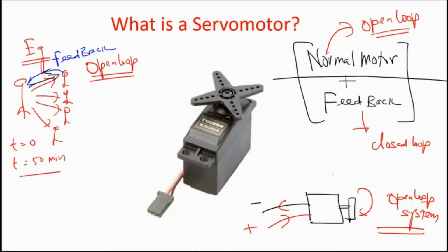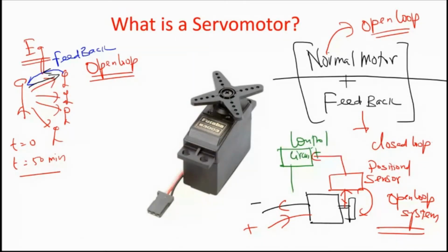There is a sensor. This sensor detects the position of the shaft. So this is a positional sensor and it gives a control signal to a control circuit. This control circuit in turn controls this motor for a desired shaft rotation. So this is a complete closed loop system. Closed loop system means what? The motor gives an output which is rotating the shaft, which is sensed by a sensor.